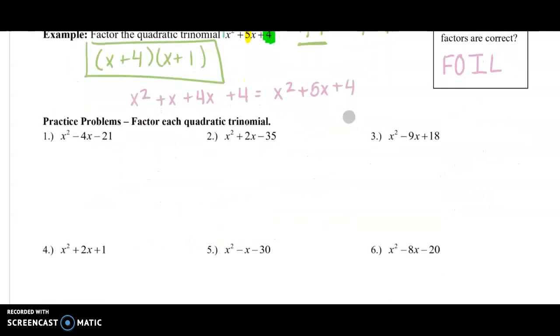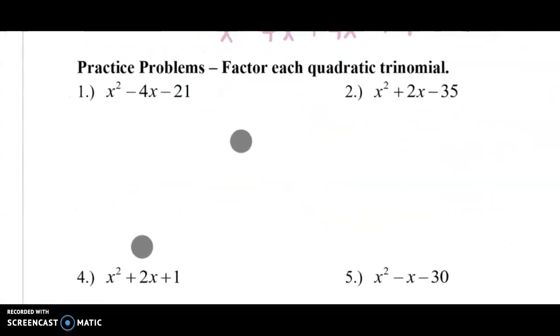Okay, so let's go through some practice problems. Number 1, we're factoring all of these. I always want to go ahead and list the factors of my c. So negative 21. Okay, so I have negative 1 and 21. I have 1 and negative 21. I have negative 3 and 7. And I have 3 and negative 7.